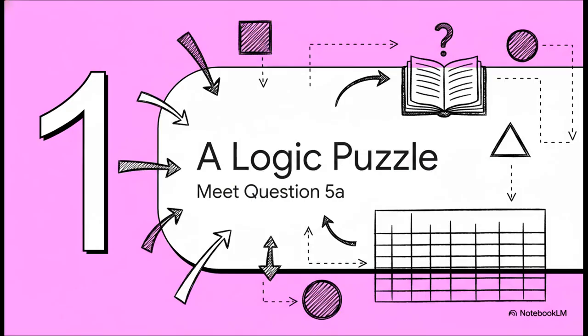Okay, here it is, question 5A, pulled straight from an OCR exam paper. But let's not think of this as some scary test question, okay? Let's treat it for what it is, a logic puzzle. We've got a set of inputs, we've got a rule to follow, and our one job is to figure out the output. Simple as that.